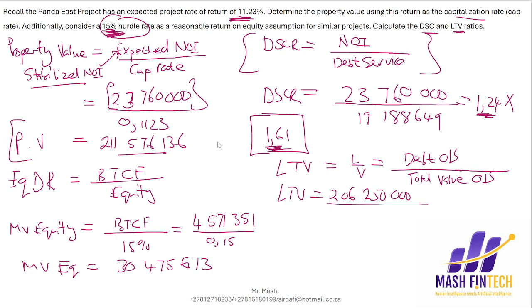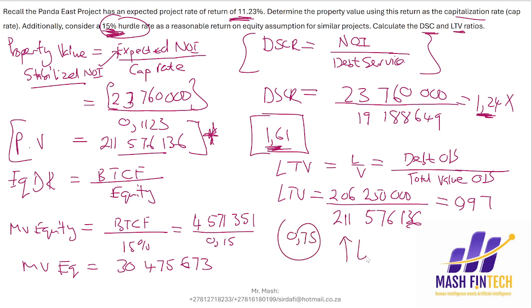The current property value we calculated. This one is the current property value calculated using the cap rate, 211,576,136. We calculate this, put it in your calculator, we are going to get 0.97. This basically means that we have an increase in leverage, because initially when we calculated we had a value of 0.75, but it has basically gone up, so we have an increase in the leverage, and the market value of the asset has actually gone down because of these changes in economic conditions.